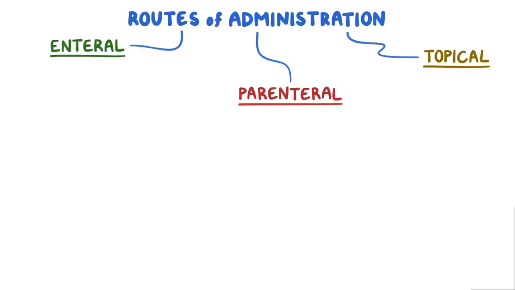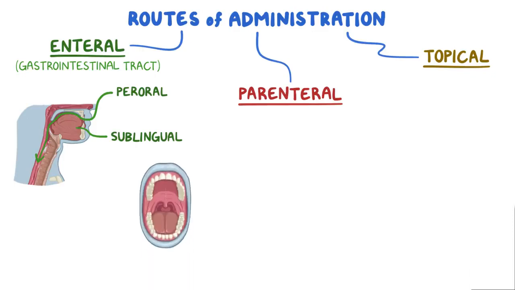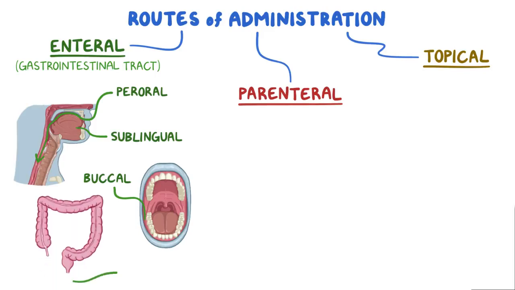In enteral administration, which is the most common form, the medication is administered through the gastrointestinal tract. This could mean that it's swallowed by the mouth, also known as peroral administration, placed under the tongue, also known as sublingual administration, between the gums and the inner lining of the cheek, also known as buccal administration, or finally into the rectum, also known as rectal administration.